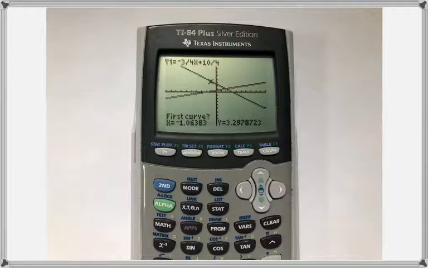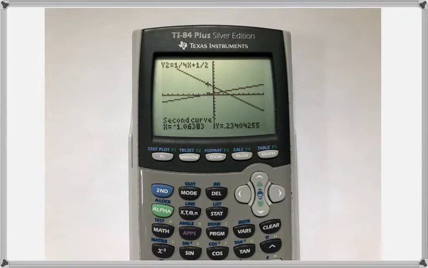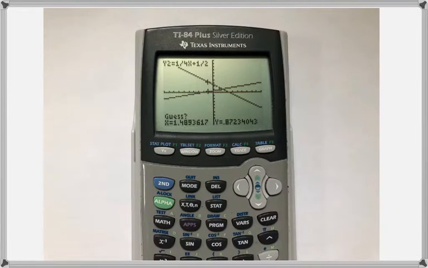And then it's going to ask me what is your first curve, meaning our first line. So as long as you just press enter on one of your lines, you'll be okay. So that locks in my first line. And then it wants to know my second curve, or what is my second line. It's kind of hard to see the cursor there, but it's right there. And I'm going to press enter. So that locks that in as my second line.